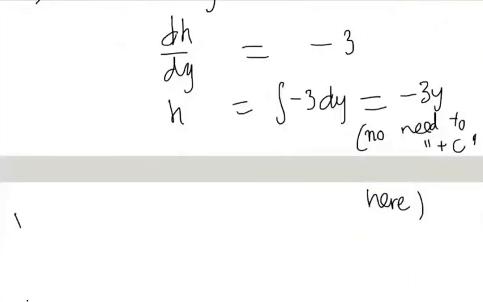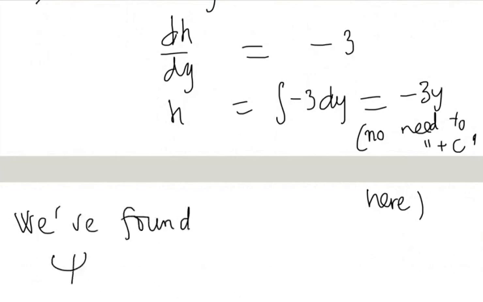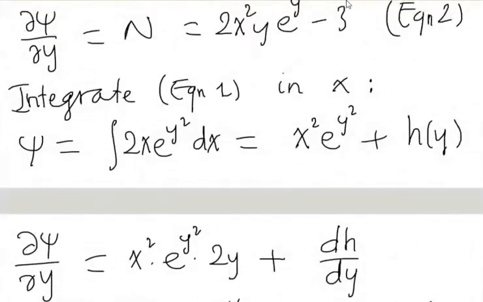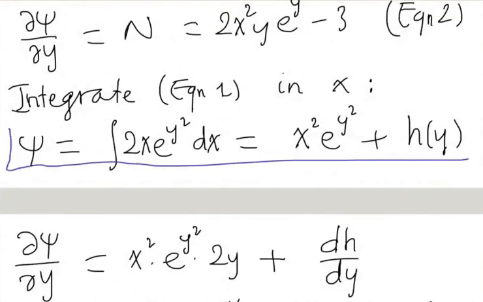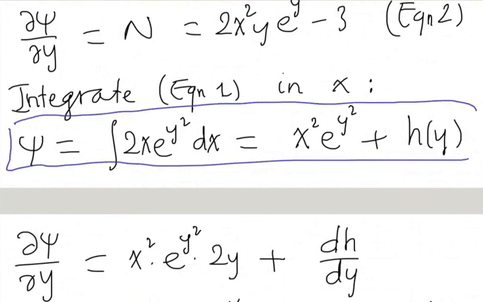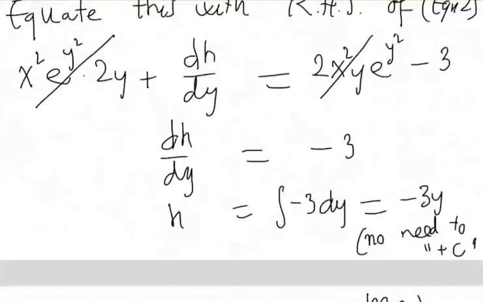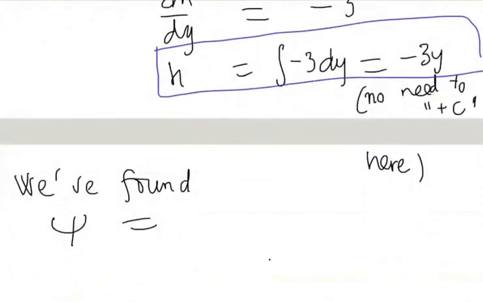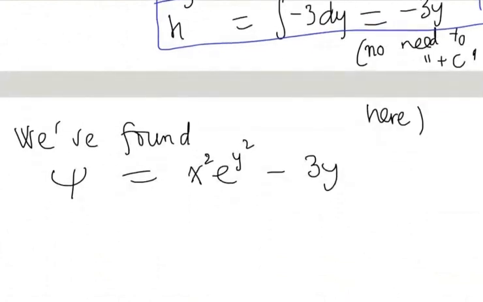So put everything together, we have found our potential function psi. Going back right here, our potential function psi has the form x squared e to the y squared plus h of y. But h of y is what? H of y is negative 3y. So together, we have x squared e to the y squared minus 3y. This is the potential function psi.